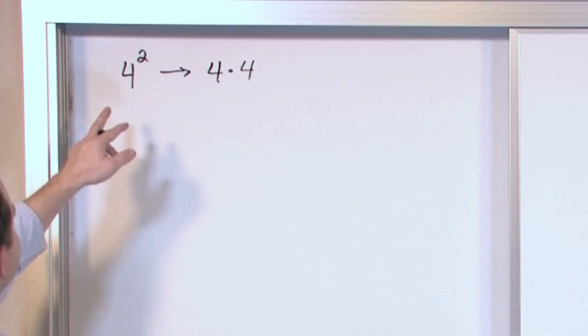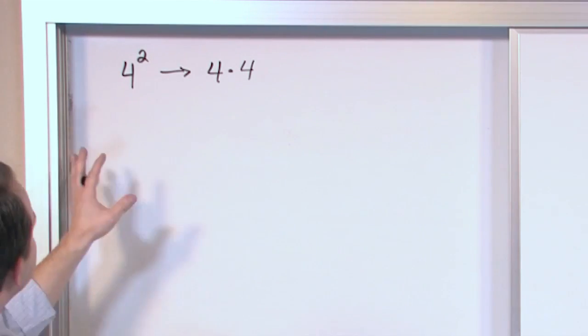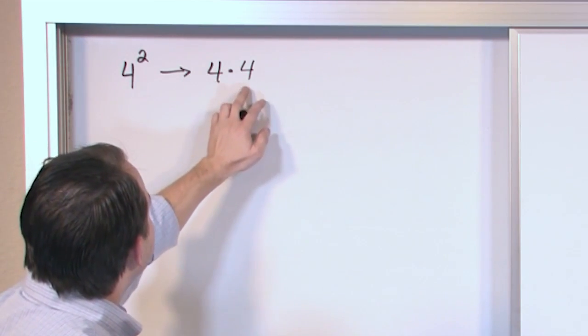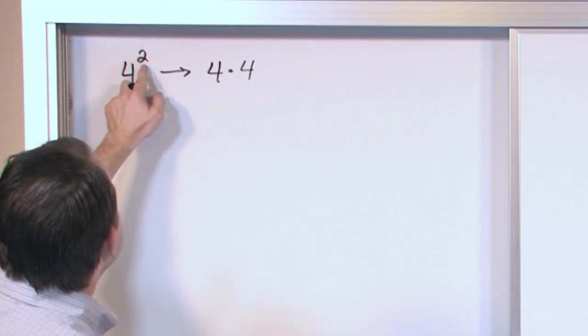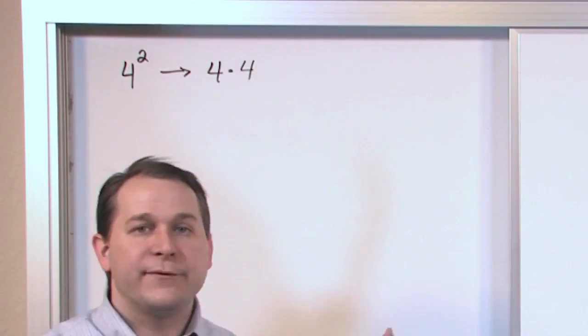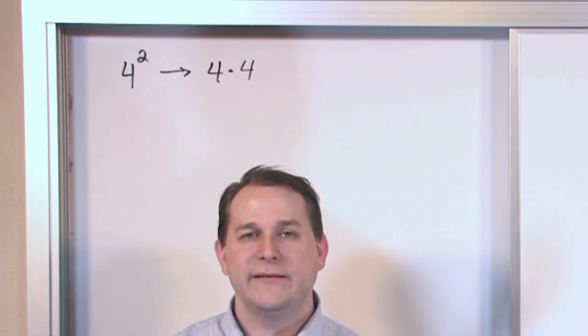So we call this 4 squared. Anytime you see a 2 up there, it means squared. It just means that you take the bottom number and you multiply it by itself as many times as is indicated in the exponent. So it's 4 times 4. So in this case, 4 times 4 is 16. So 4 squared, or 4 raised to the power of 2, is 16.